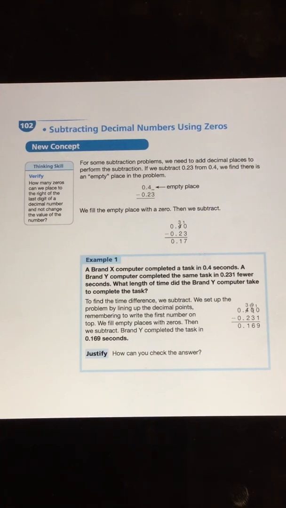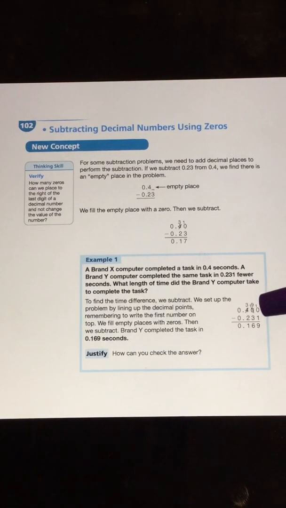All right, in our next problem, we have a Brand X computer that completed a task in 0.4 seconds. A Brand Y computer completed the same task in 0.231 fewer seconds. What length of time did the Brand Y computer take to complete the task? As we look at the problem here, we took our 4 tenths and turned that into 400 thousandths so that we would be able to subtract the 231 thousandths.